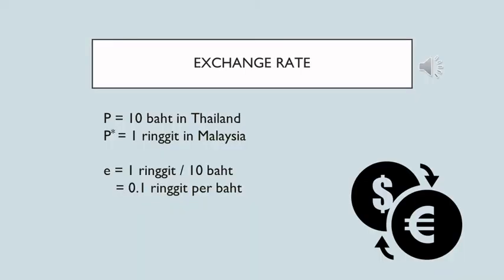As we need to find the baht-ringgit exchange rate, that means how much ringgit per baht. So the P is 10 baht in Thailand, the P star is 1 ringgit in Malaysia, and according to the formula in the previous slide, we need to divide 1 ringgit by 10 baht. So the answer is 0.1 ringgit per baht.